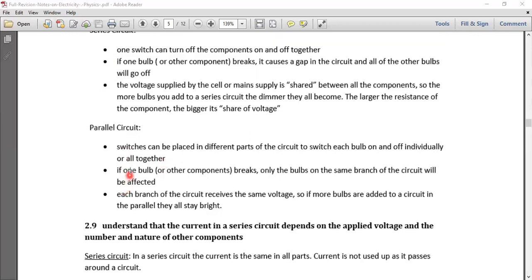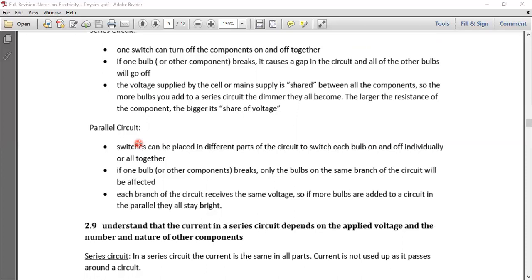In a parallel circuit, switches can be placed in different parts of the circuit, so you can switch each bulb individually or altogether. In this parallel circuit, the components have individual switches, so you can turn any device on and off. In our homes, we use parallel circuits, with separate switches for separate components. For the fan, we have a different switch. For the light, we have a different switch.